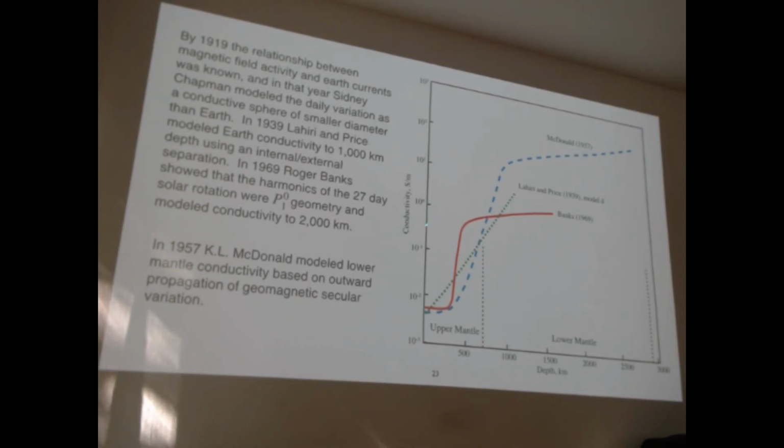So this is electrical conductivity on this axis and depth from the Earth on this axis. This is the core mantle boundary here, and this is the upper mantle, lower mantle boundary, 670 kilometers, which the seismologists tell us is there.